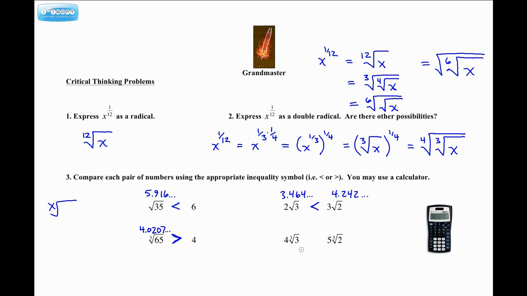Let's compare these here. 4 times the cube root of 3 with 5 times the cube root of 2. So the cube root of 3 times 4, you get about 5.768. I'm not rounding, I'm just chopping it off. And the cube root of 2 times 5, I get 6.299.